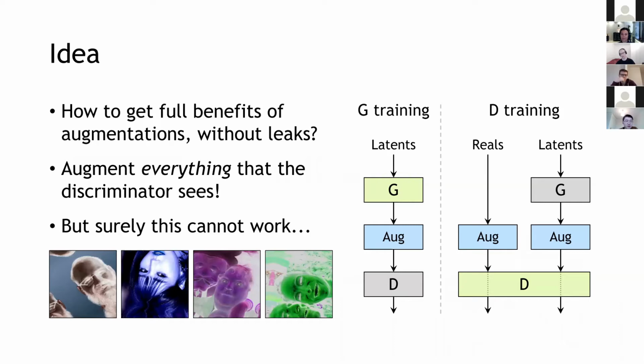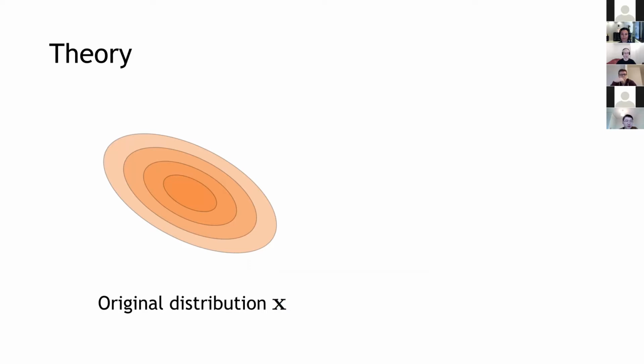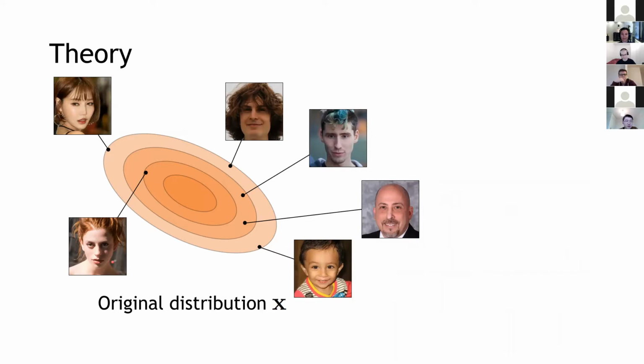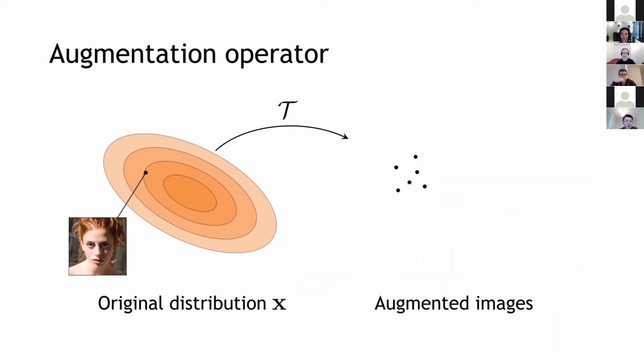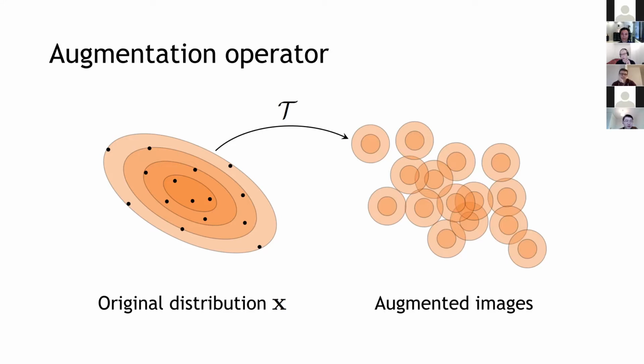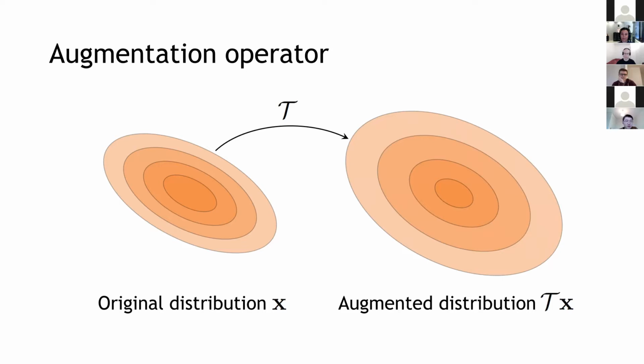To understand what's going on, let's take a look at things from the theoretical side. Suppose we have an original distribution X, where every point corresponds to some clean image. We can model the augmentations by defining operator T that is stochastic in the sense that every time we augment a given image, we'll get a different random realization out. These in turn form some distribution, and if we repeat the process over the entire X, we'll arrive at an augmented distribution Tx that is basically a mishmash of all the possible images and all the possible ways we could augment them.